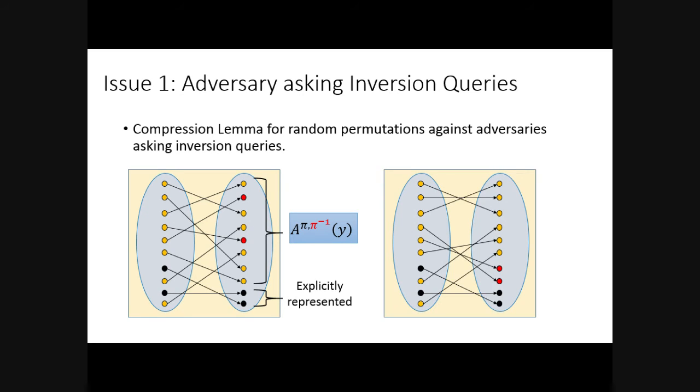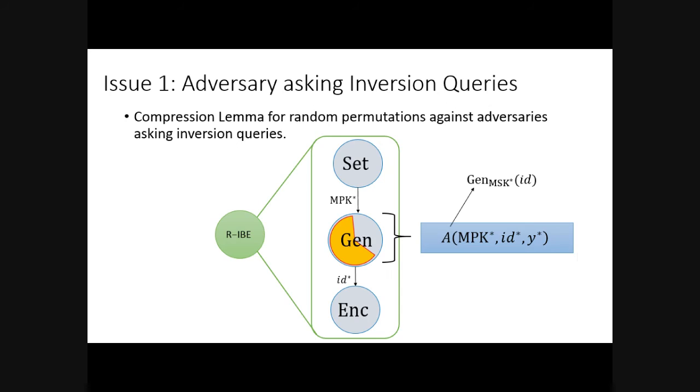So we have to pull them out of the set of points that A could invert and explicitly represent them. So now we're going to pull out these red points from the set of points that A claims to be good at, and we remove them and put them here so that we explicitly represent them, because A is not good at them anymore. But we still show that even after doing that, we can still do a good enough compression to show that A can only do well on a small number of oracles. And this is for random permutation. We could do the same thing for our case, for the RIBE oracle.